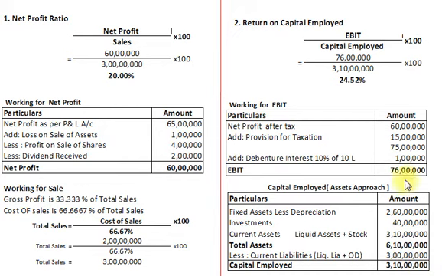Now we will put both this information in our formula. So 76 lakh divided by 3 crore 10 lakhs multiplied by 100. So it amounts to 24.52%.